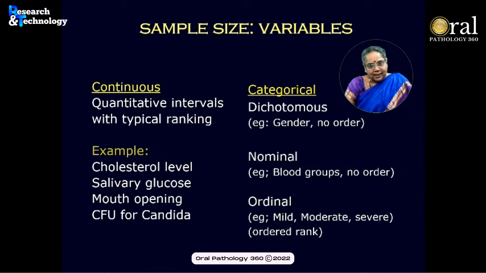For example, pain. I need to describe pain. I may ask the patient, are you having a mild pain, or a moderate pain, or a severe pain? Or being an oral pathologist, I can talk of dysplasia. I can say mild, moderate, severe. So when I'm addressing these types of variables, they are called ordinal variables. To summarize, variables are of two types: continuous variables or categorical variables. When we are doing our research, we must understand what variables we are going to measure.